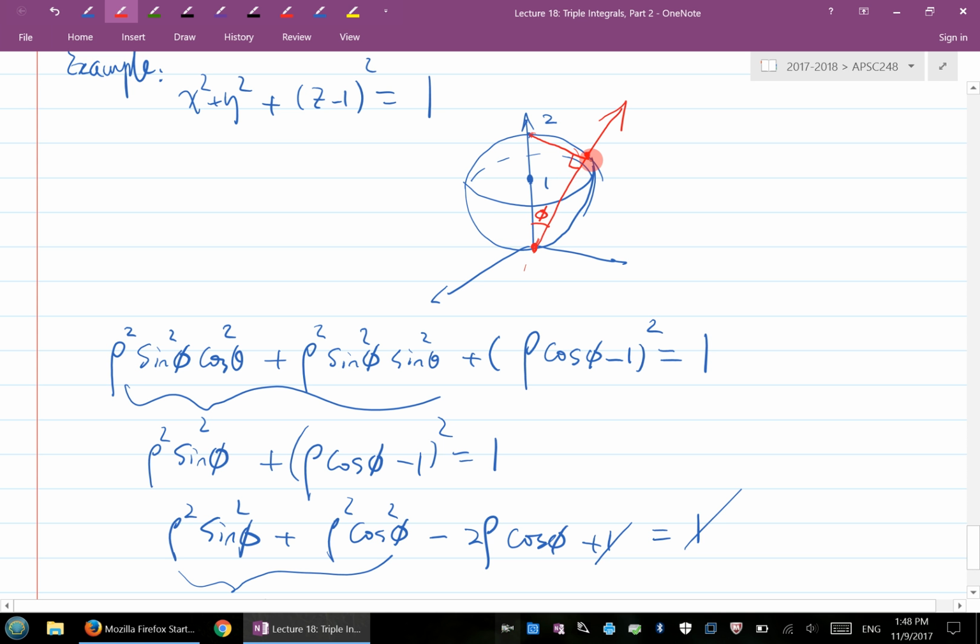So now, what is this distance from here to here? Using this right triangle, this side is 2, here's the phi. It's 2 times cosine phi. That's exactly what we just derived here. This is actually a necessary part of the work process to find the rho limits. The rho limits come next.